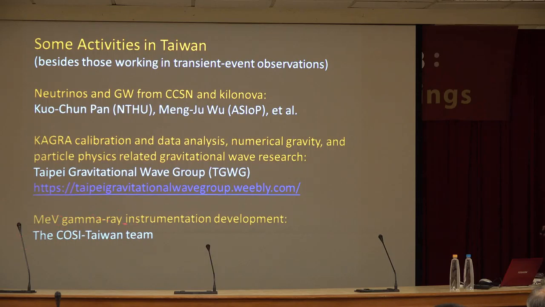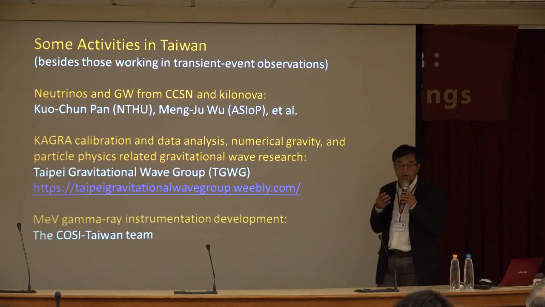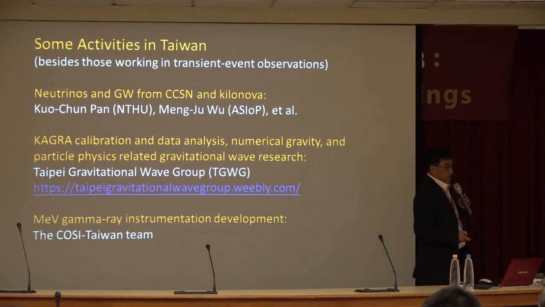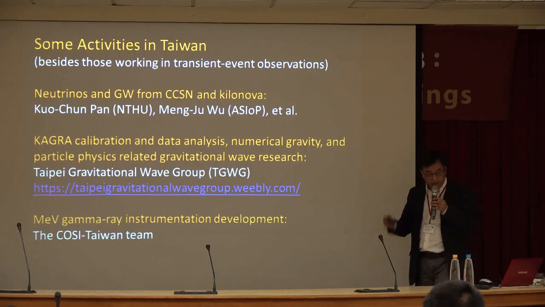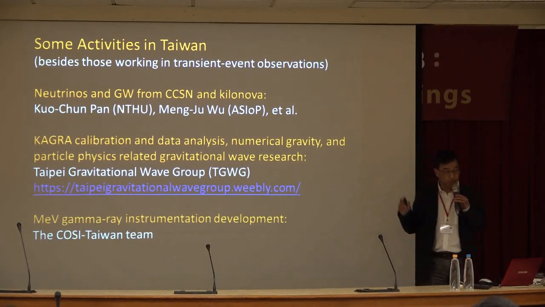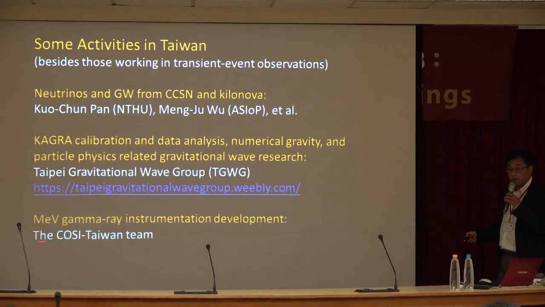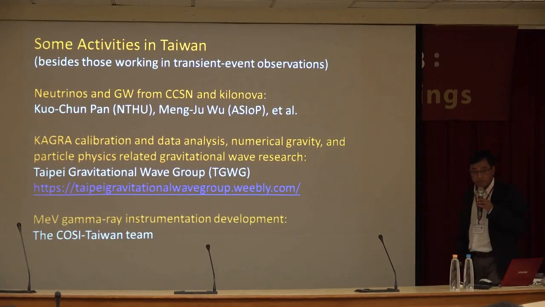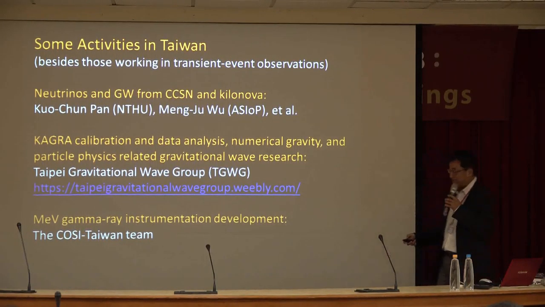There's another thing, MeV gamma ray instrumentation. As you can see, GRB is a very important thing in multi-messenger astronomy. So MeV is the energy to monitor GRB. So there's another thing called COSI. One minute left, good, thank you.